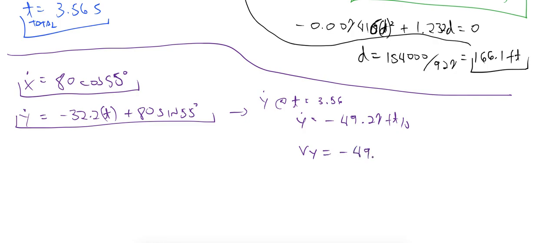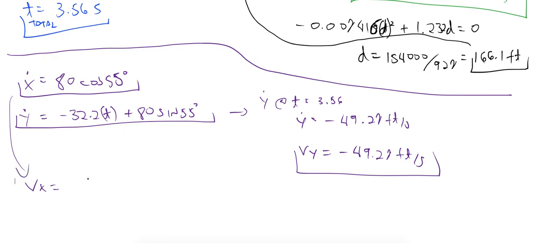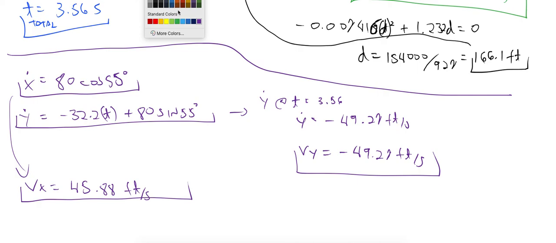Remember, the overall velocity is going to be the combination of both. So the velocity in the x direction is simply calculating that: 80 times cosine of 55, which is 45.88 feet per second. And now, let me change colors one more time just for the answer. Why not? Let's see if this color is going to work.